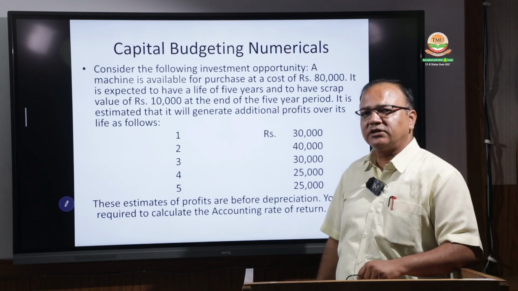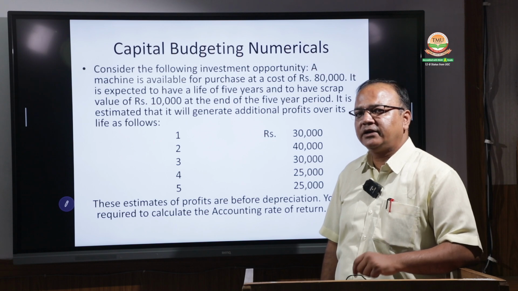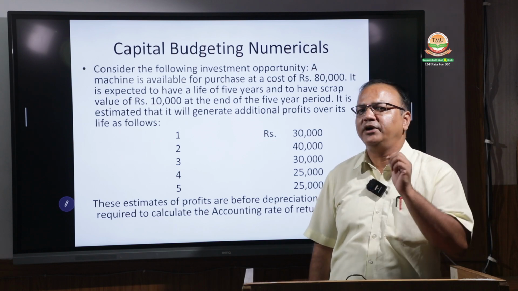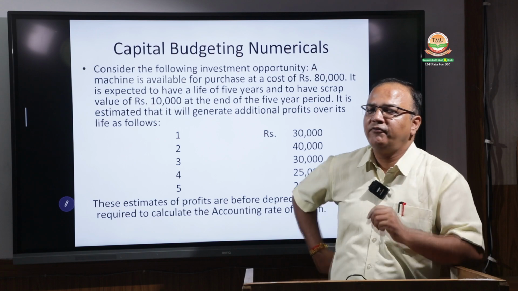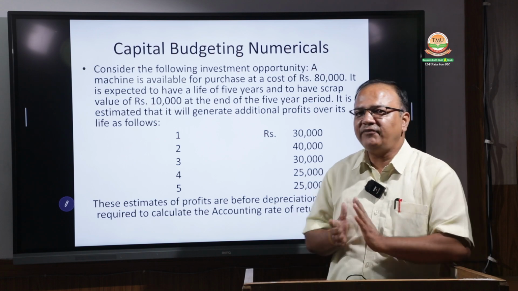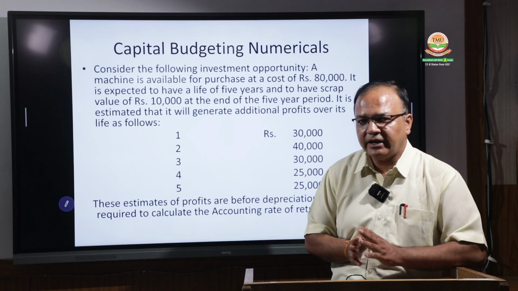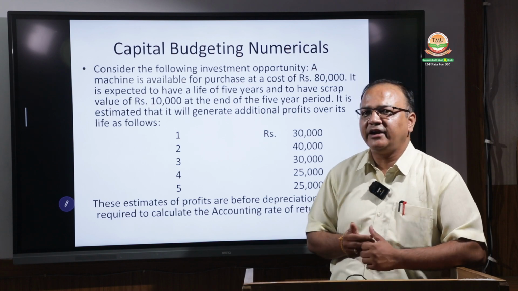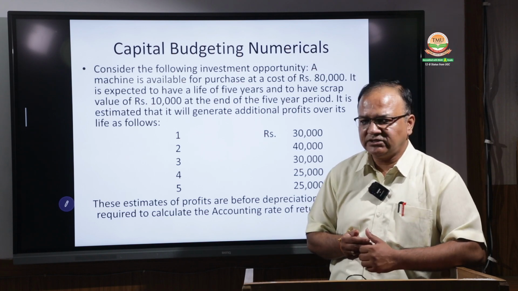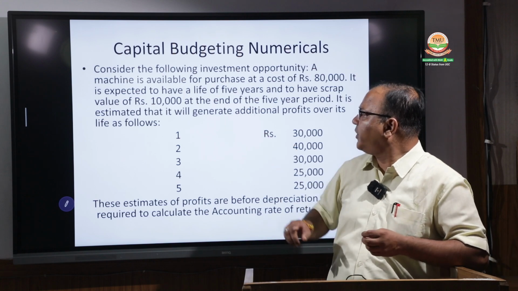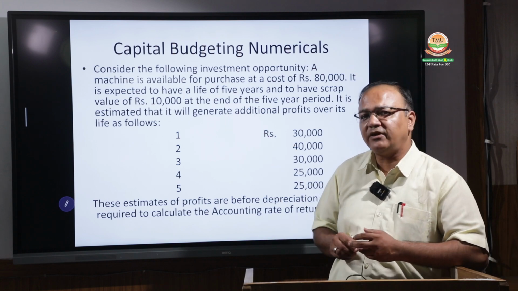It is very much clear in the question that the organization purchasing the machinery has to pay 50,000. The cost will be 50,000. And scrap value, very much clear in the question, the machinery will generate additional cash flow of rupees 10,000 as a scrap value.